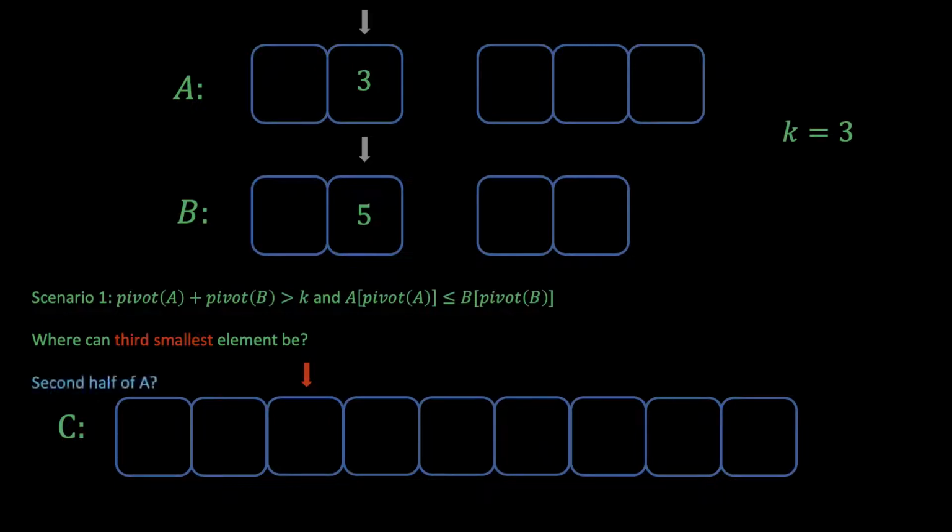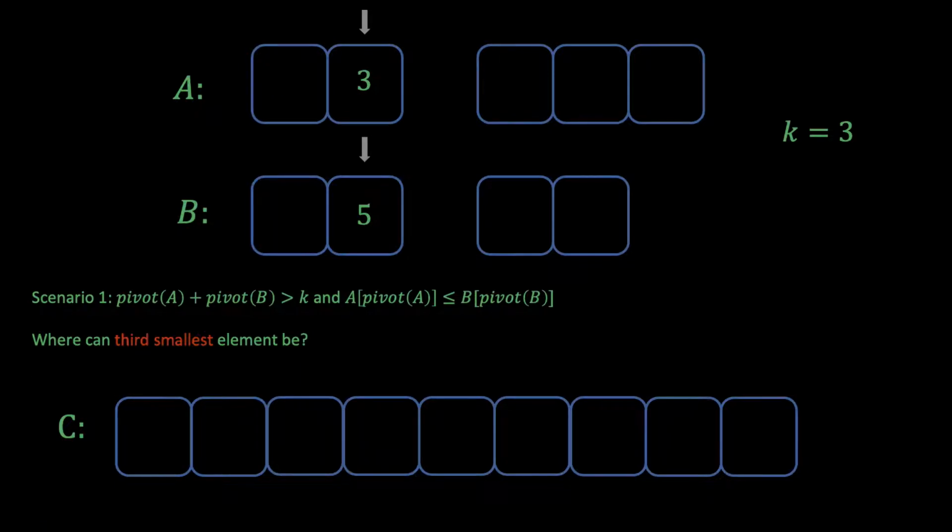What about the second half of A? Take a minute and again think, is it possible to have the third smallest element in the second half of A? I'm sure if you spend enough time, you can come up with an input that looks like this. Here's the sorted array order, and the third smallest element happens to be 4, and 4 is in the second half of A. So it is possible that the third smallest value is in the second half of A.